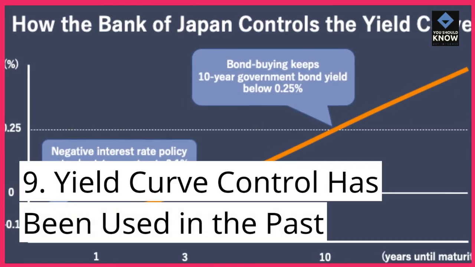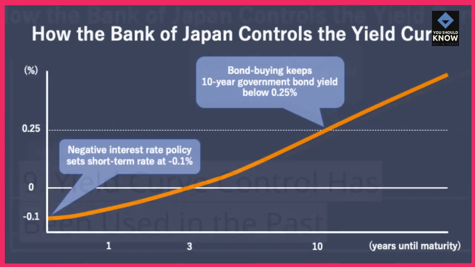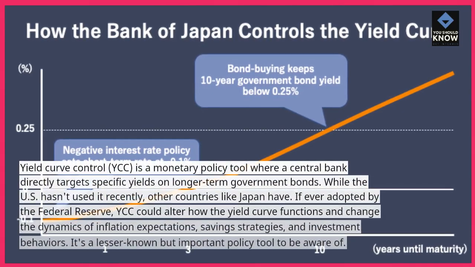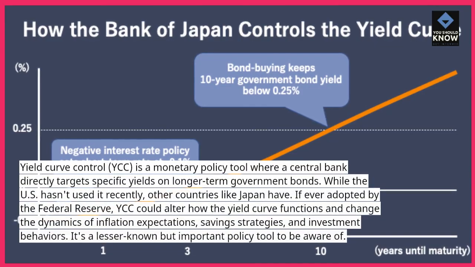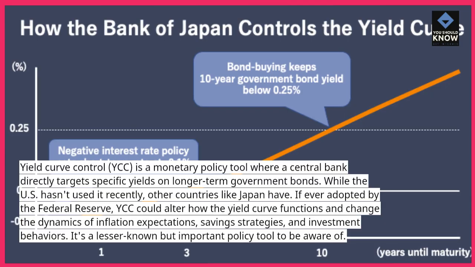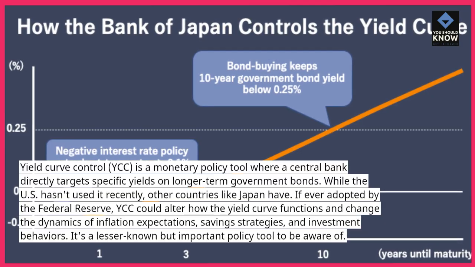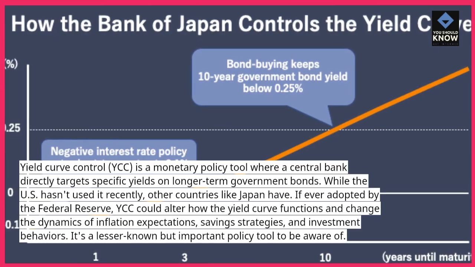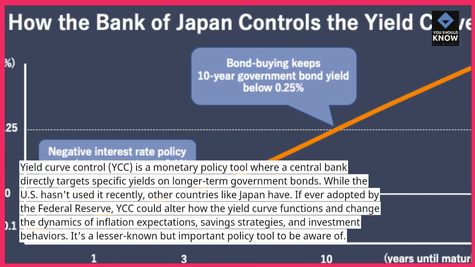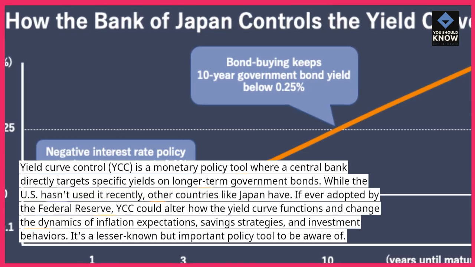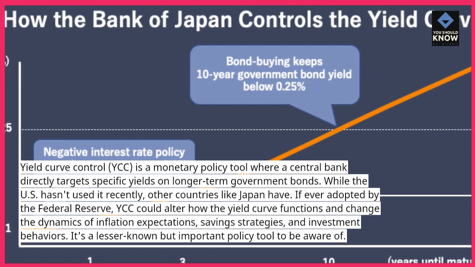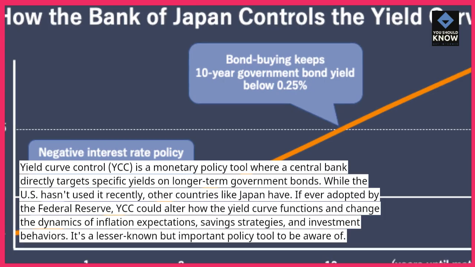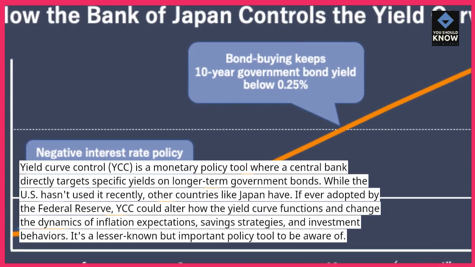9. Yield curve control has been used in the past. Yield curve control, YCC, is a monetary policy tool where a central bank directly targets specific yields on longer-term government bonds. While the U.S. hasn't used it recently, other countries like Japan have. If ever adopted by the Federal Reserve, YCC could alter how the yield curve functions and change the dynamics of inflation expectations, savings strategies, and investment behaviors. It's a lesser-known but important policy tool to be aware of.